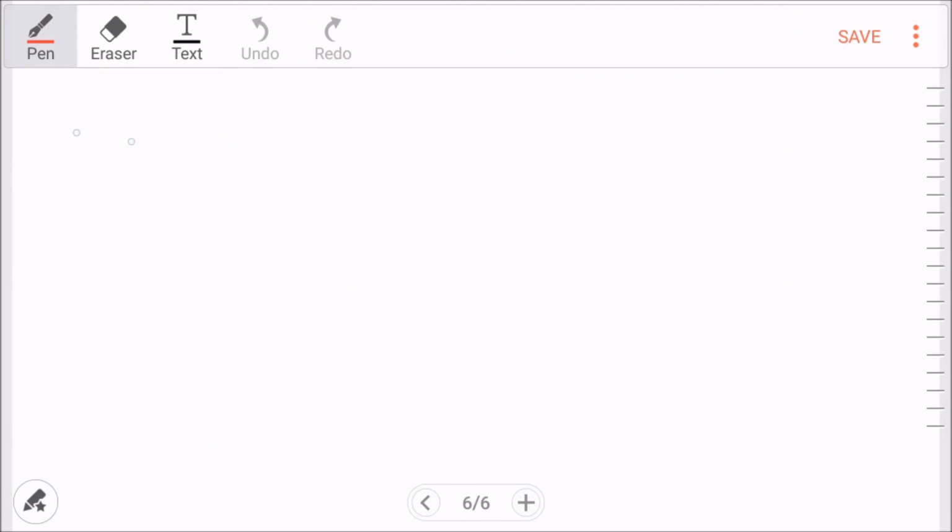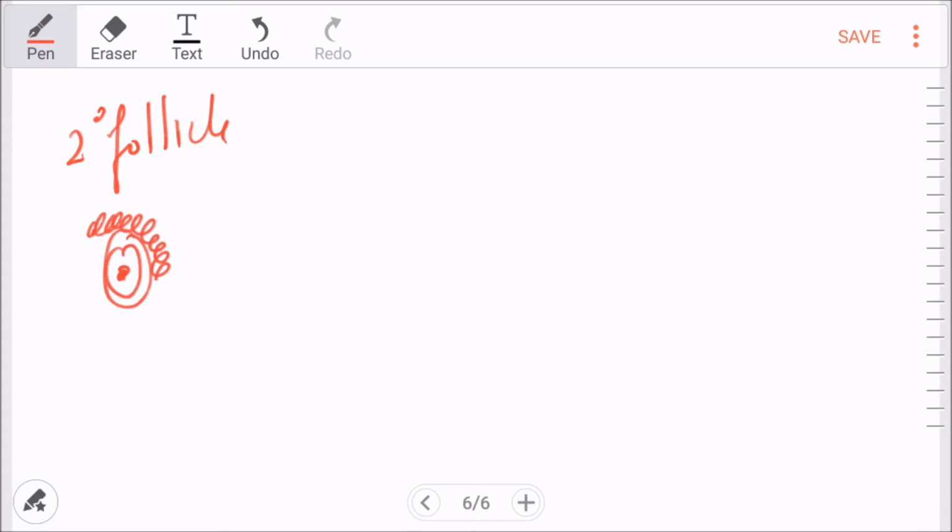Now the secondary follicle is converted into Graafian follicle. I am making rough diagram.